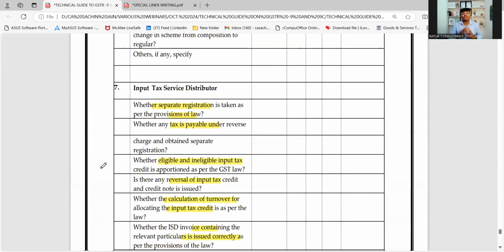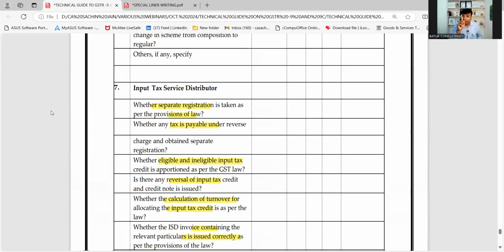If there is an input service distributor, that person is going to distribute the input tax credit to various branches because that person is doing the centralized buying. In such a situation, we check whether that person has taken the separate registration as an input service distributor or not. They are transferring the input tax credit as eligible or ineligible input tax credit.